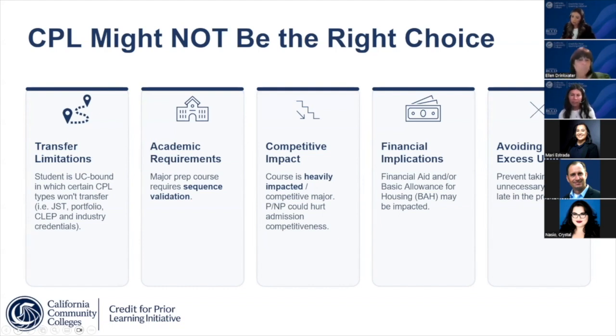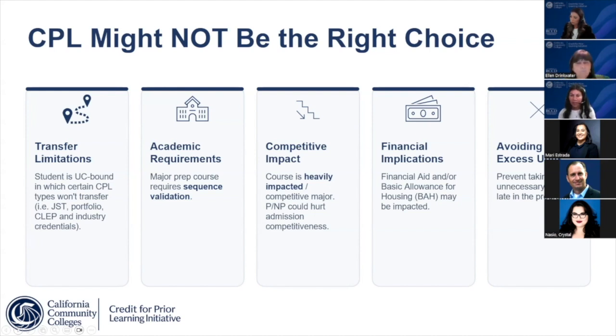So if a course is in a certain sequence, it's also possible that you should be a little more careful with CPL in terms of a sequential type of course that needs to be validated. If a student is in a very competitive major, it is definitely advisable to get a letter grade because the pass, no pass could actually hurt their admission and not make them as competitive. So getting that pass, no pass grade through CPL may not be something that they should be doing in order to keep up as a competitive student.